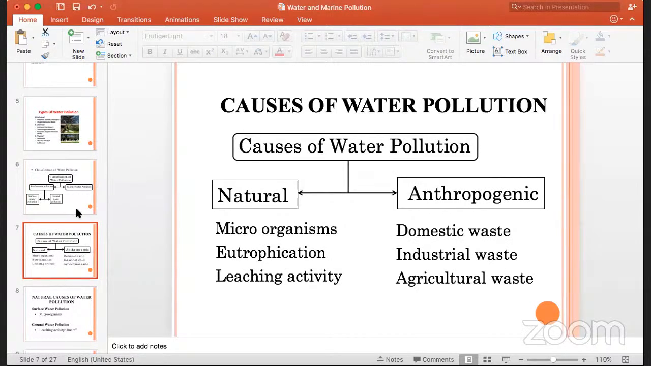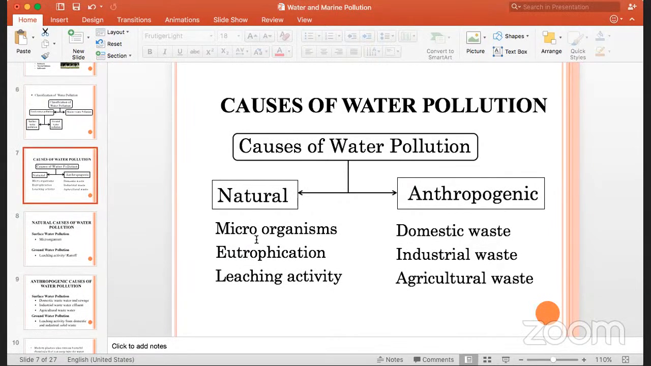Now, look at the causes of water pollution. So the first cause of water pollution, because of a lot of natural causes, is because of microorganisms, right? Water is always filled with some type of microorganisms, may it be bacteria, may it be algae, right? Or there can be also something called eutrophication. We will, of course, look at eutrophication in our later lecture. That is also one of the major causes of water pollution.